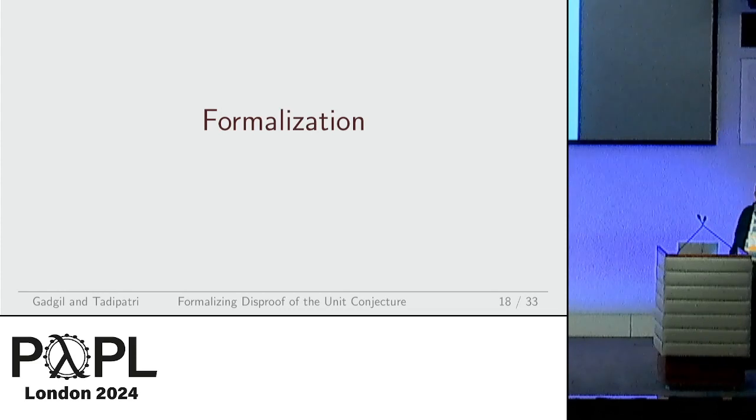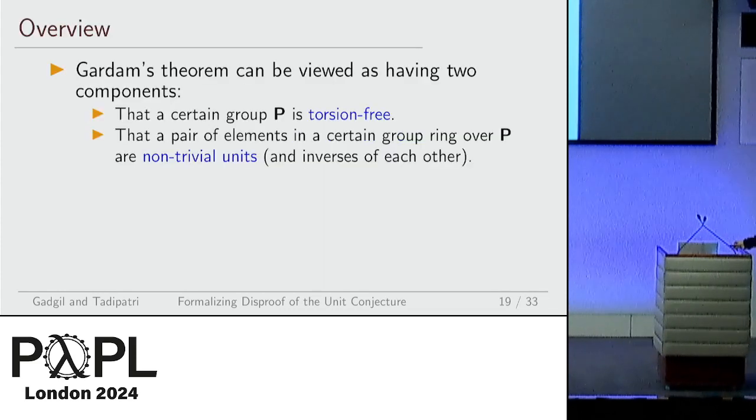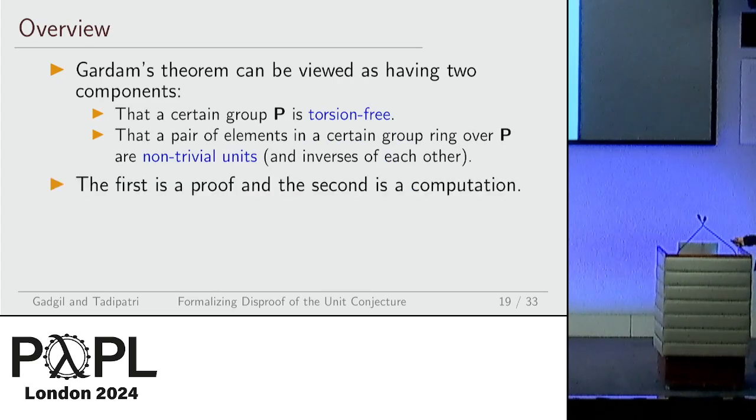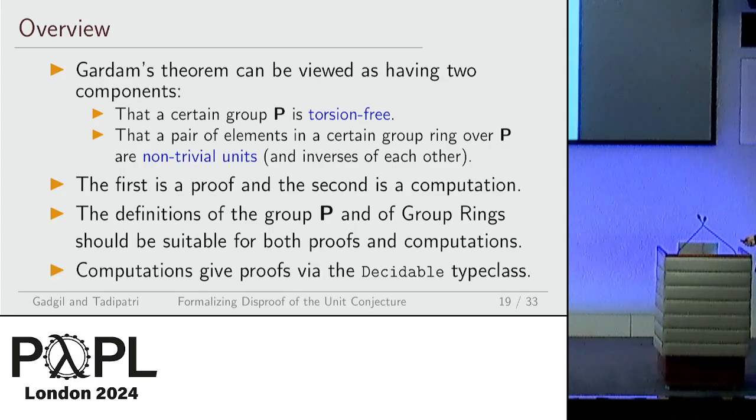Okay, so a few words on the formalization. So Gardam's theorem has 2 components. It's torsion free and it has non-trivial units. First is largely a proof and second is largely a computation, though both involve an interplay of both. And we are not using anything untrusted here, meaning we are working within Lean, which is both a programming language as well as a computing proof assistant. Okay, and the definitions should be suitable for both proofs and computations. So computations give proofs via the decidable type class.